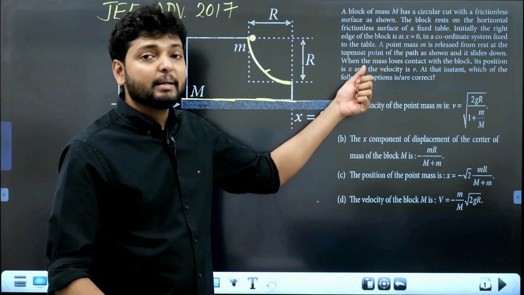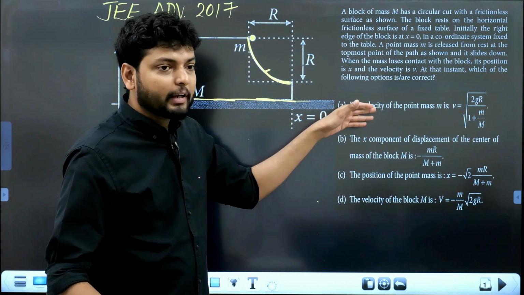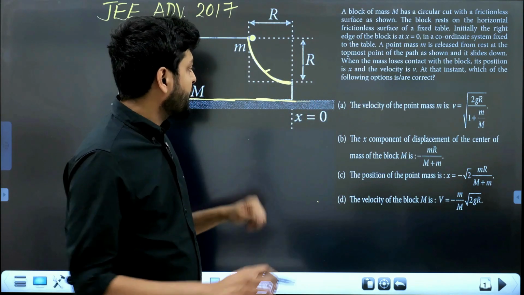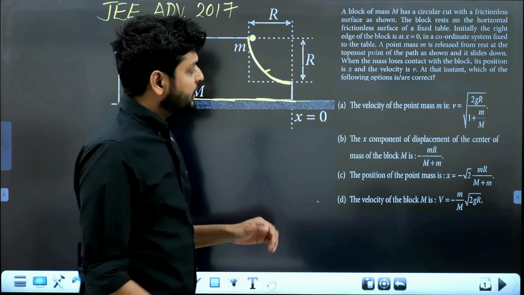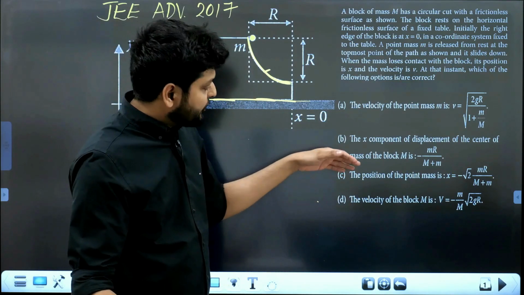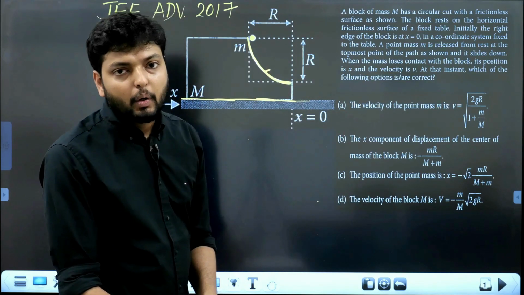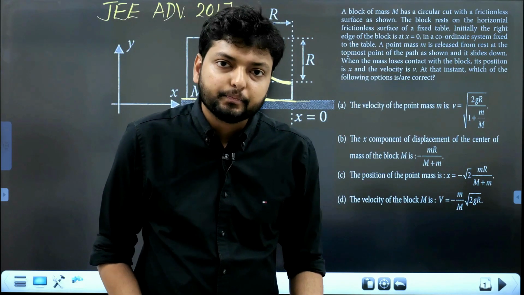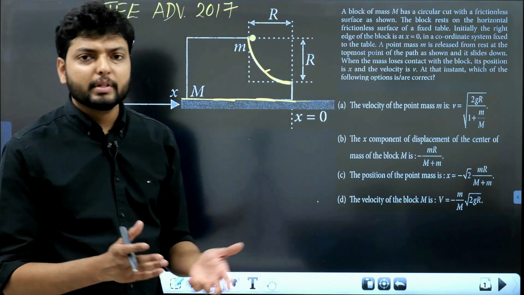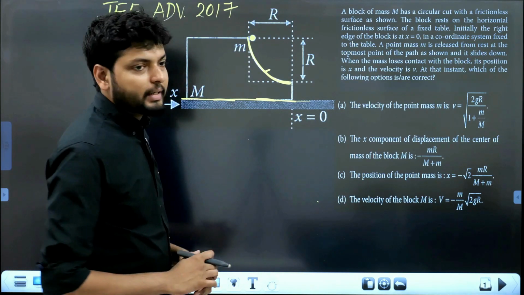Now this is a multi-correct question. We have different options. We have to check the velocity of the point mass at the lowest point, the displacement of the bigger block, the velocity of the bigger block, and the position of the mass, right? So how to approach this question? In this question, certain key concepts are involved.